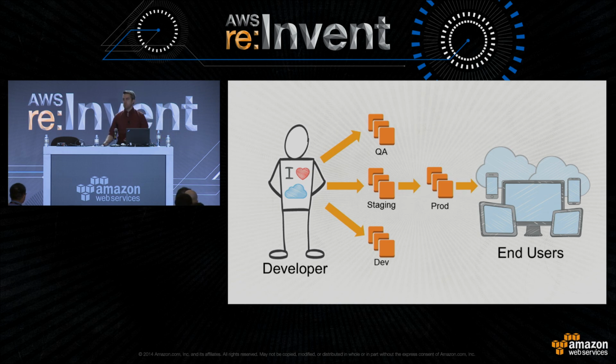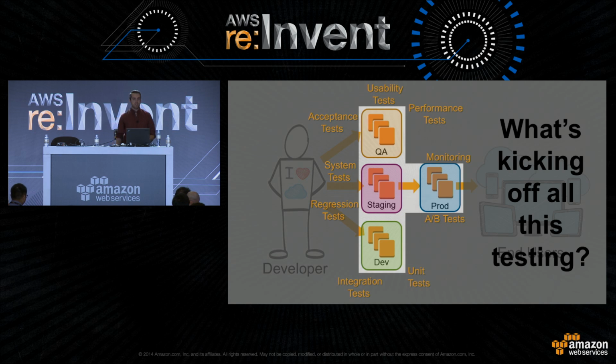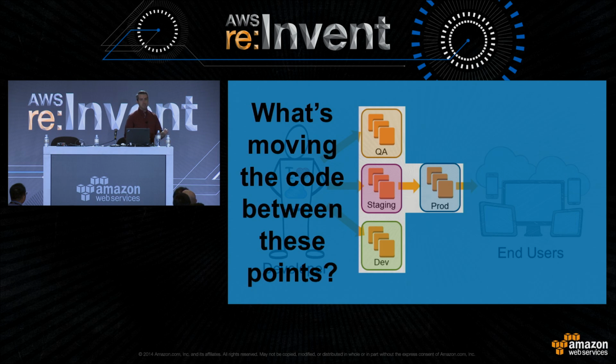And so we have to ask ourselves a number of questions, right? When do we move our code through each of these different environments, right? What is it that triggers this? When does it happen? What is it that's kicking off testing in these steps, right? Hopefully you're doing some level of code testing inside of your infrastructure. That's an important part of automation and being able to move quickly. What is the actual thing that is moving this code, right? Hopefully we're not FTPing code back and forth between servers these days, and we're going to talk about some options for making this a simpler process.